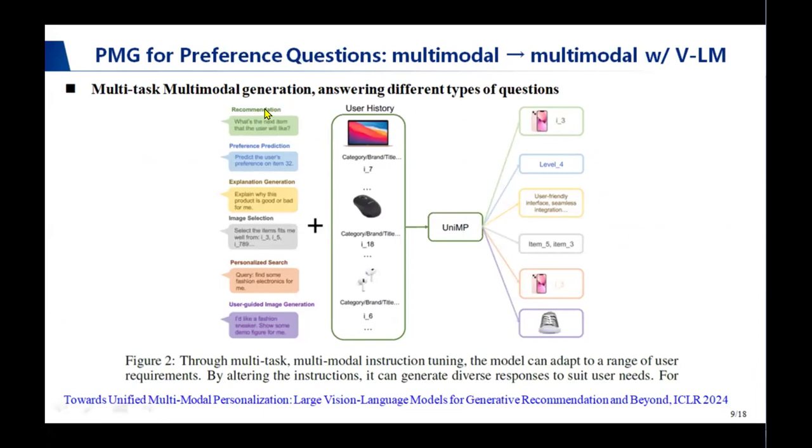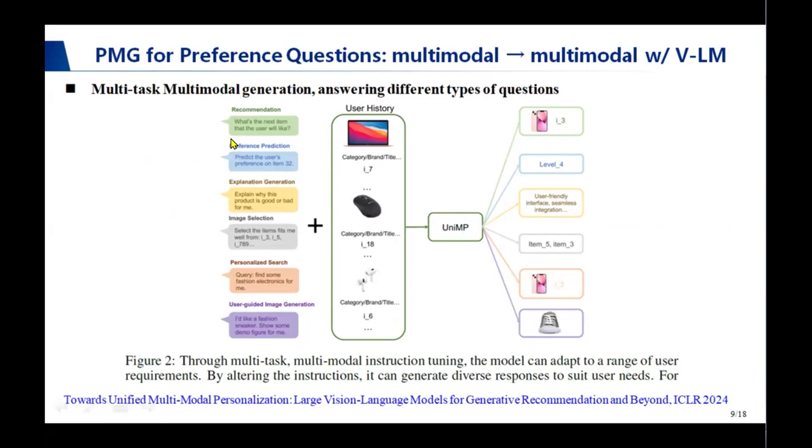So the first one is recommendation. The second one is preference. The recommendation is trying to predict the next item that the user will like. Preference prediction is to predict the user's preference on a certain item. And explanation generation is to generate the reason why a user likes or doesn't like a certain item.